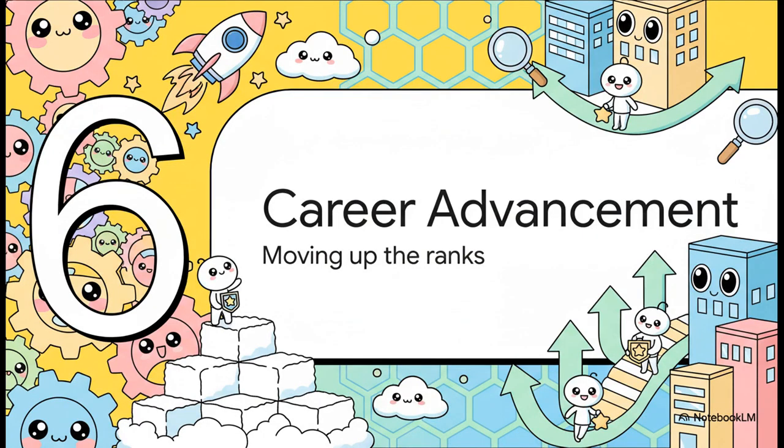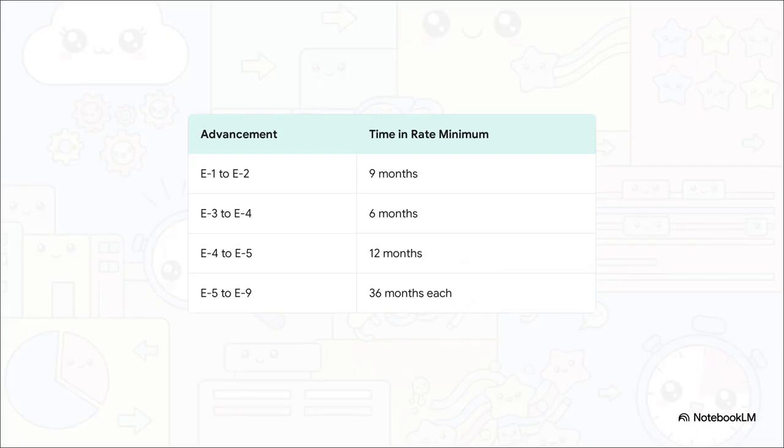And our final topic, Section 6, career advancement. In any highly regulated, highly observable system, you need a safe, structured way for the individual components, meaning the people, to upgrade and move up. In the Navy, this is heavily gated by time. Notice the time in rate, or TIR, requirements here. These are strict chronological prerequisites.